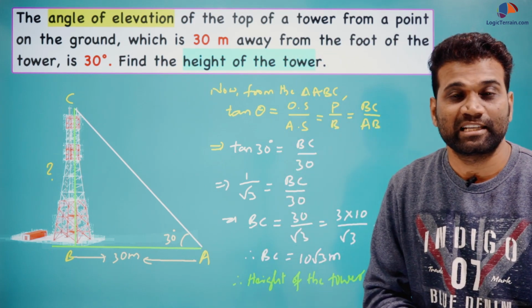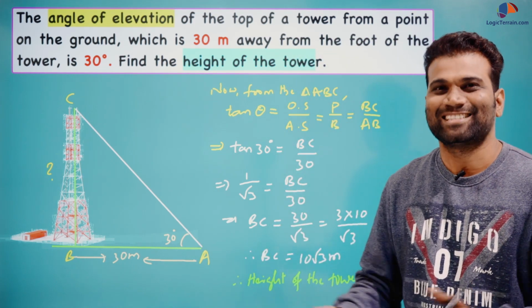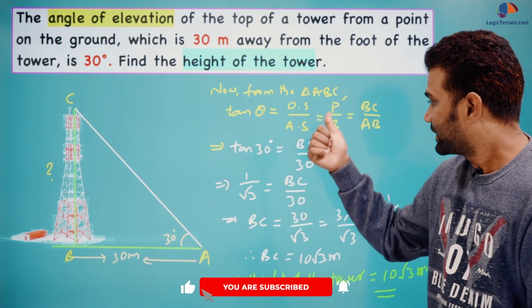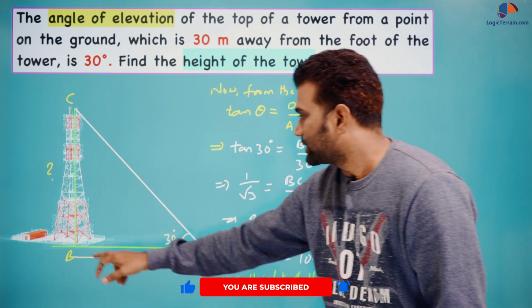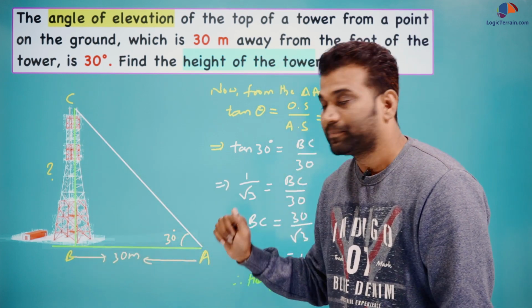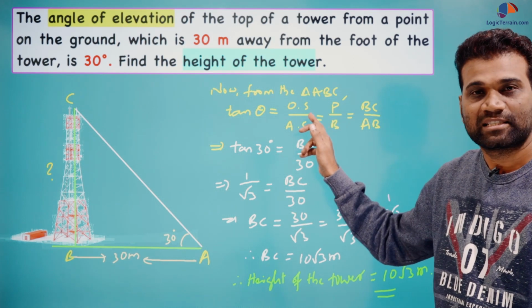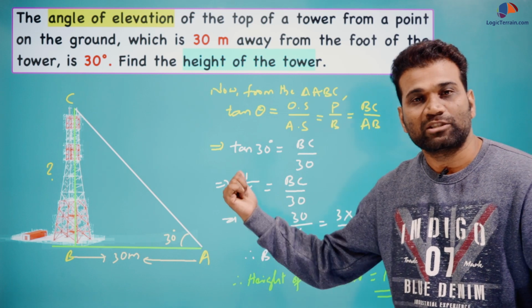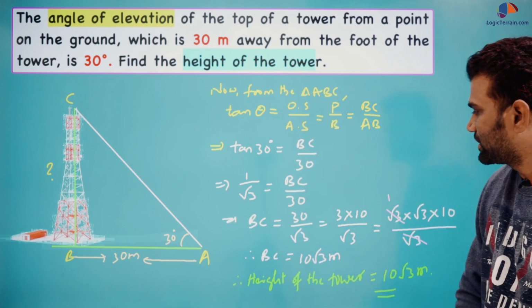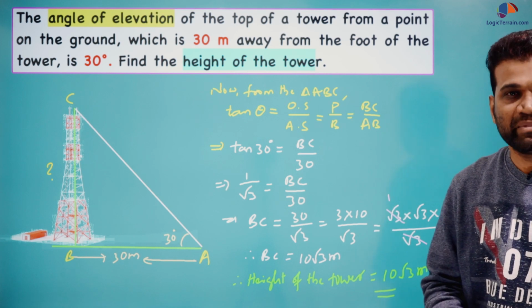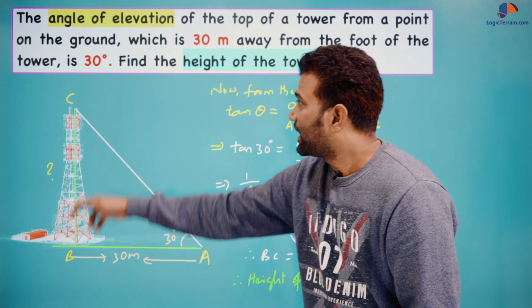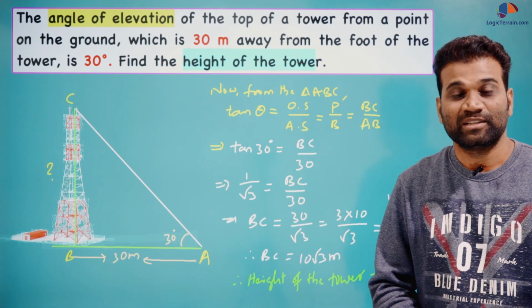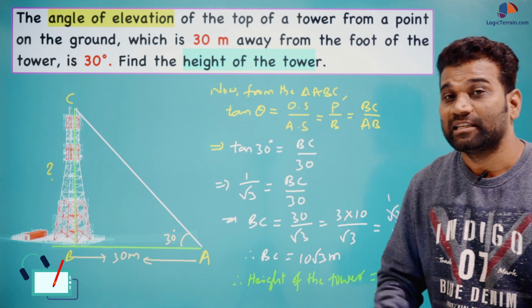Now tell me, which trigonometric ratio? Yes, you're right, that is tan theta. By using the tan theta ratio, theta is 30 degrees, we need to find BC and we have AB. So tan theta equals opposite side upon adjacent side, that is BC upon 30. We know the tan 30 degrees value is 1 upon square root 3. Now putting in all the known values, we get BC equals 10 square root 3 meters, right? So the height of the tower is how much? 10 square root 3 meters. Clear? This is how we find different scenarios.